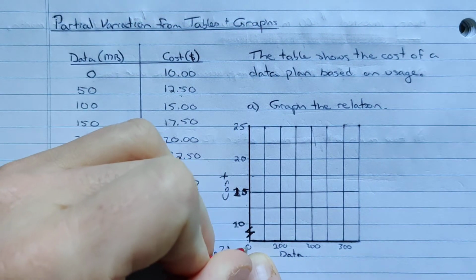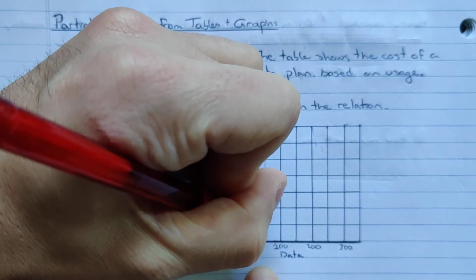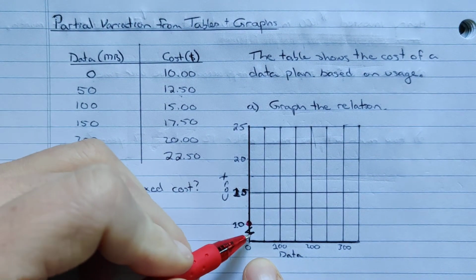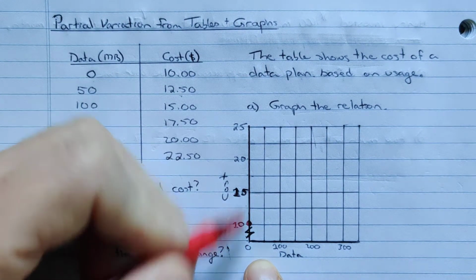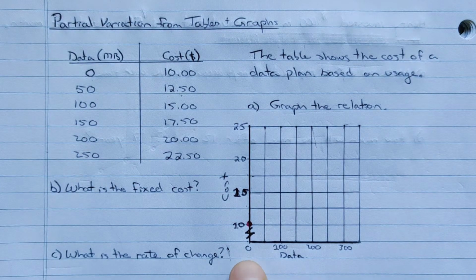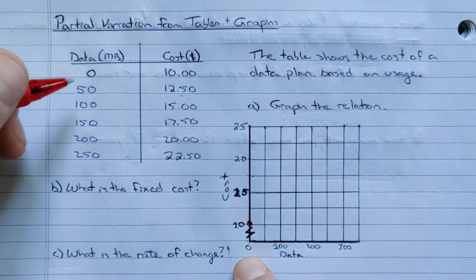So on the 0 value on my x-axis, and then $10 on my y-axis. Again, I'm using a broken line here, so that we are skipping a couple of those values. And again, if you start like this, then you can use that in your graphs.